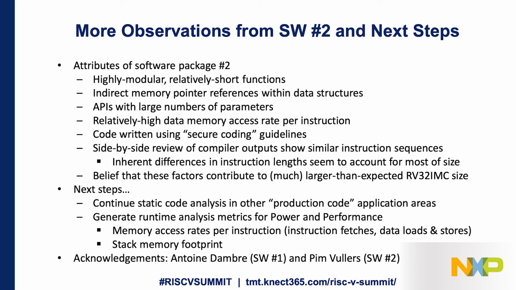In terms of next steps, we're going to continue this static code analysis, looking at several other production application areas that we're interested in. This just covered the A part of the PPA, so we also want to go back and look at the power and performance, and refine the power and performance metrics. We think that will provide some interesting information about access rates, and also things like the stack memory footprint and how that's going to go.